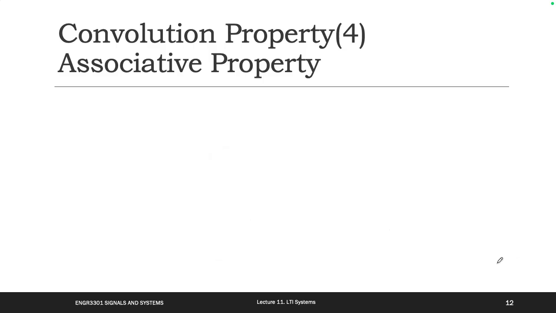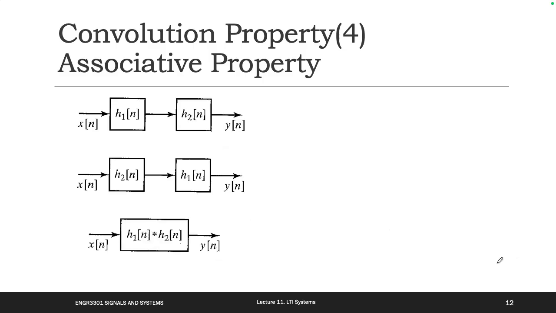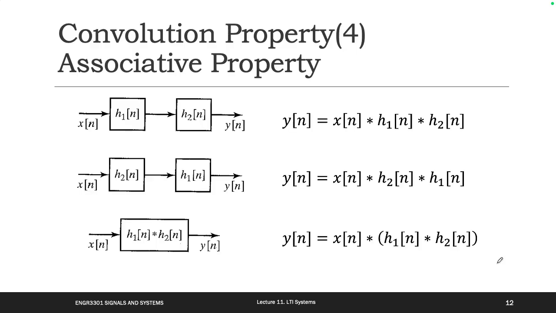And let's talk about the associative property. If your x[n] is convolved with H1, then convolved with H2, this is similar to x[n] convolved with H2 and then with H1, and equals x[n] convolved with the convolution of H1 and H2 together. Actually, it's similar to multiplication, but it's a different operation. We call this the associative property.